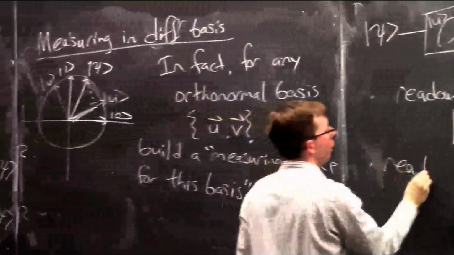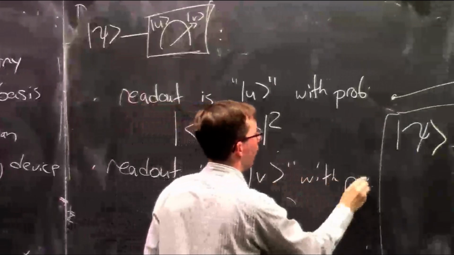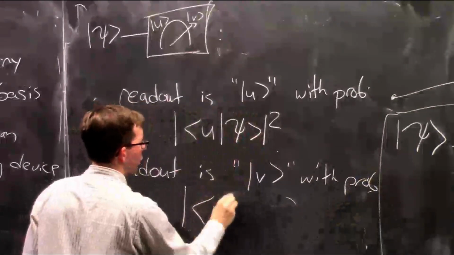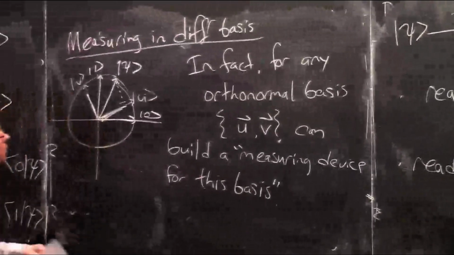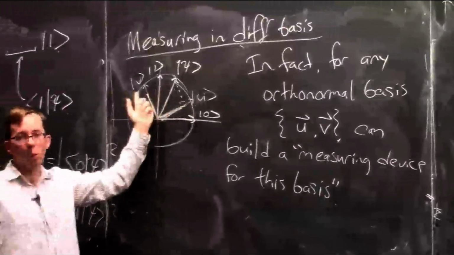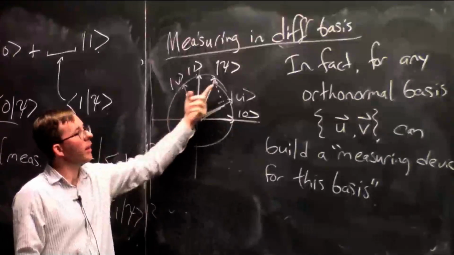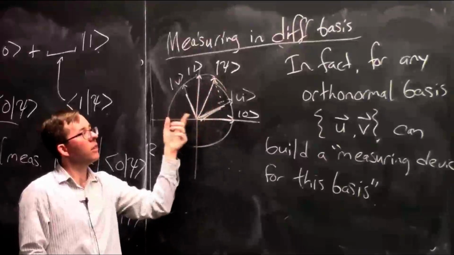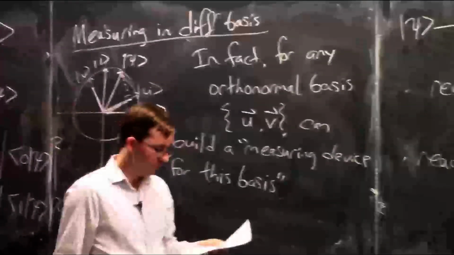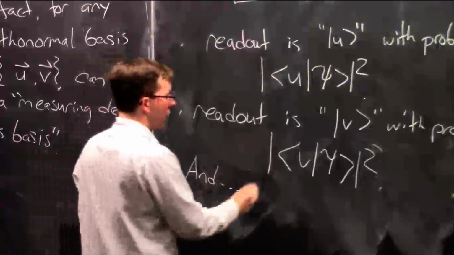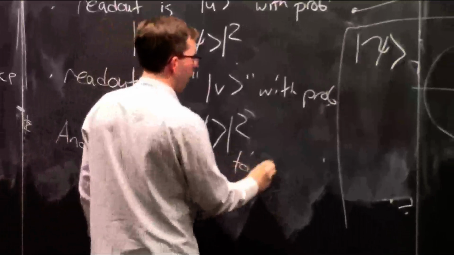And the readout is the other one, V, with probability the squared length of the projection of psi onto V. So this squared length of this. Okay, so really, what does it do? It takes psi and just writes it in UV coordinates rather than good old-fashioned 0, 1 coordinates. And then it does the old measurement rule. So the squared lengths of psi in the UV basis give you the 2 probabilities. And as always, the state changes to the measured state.